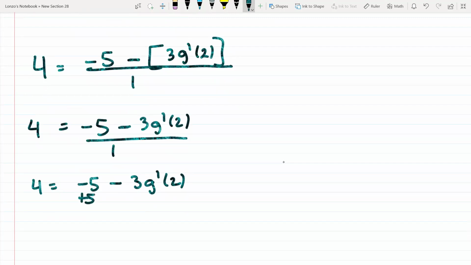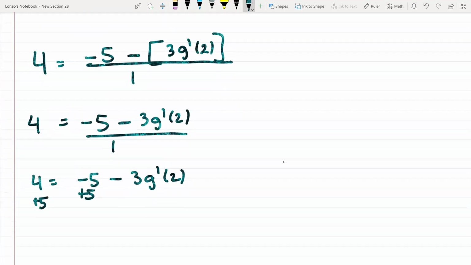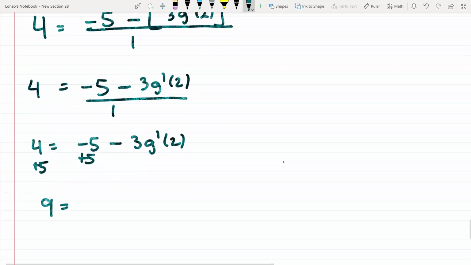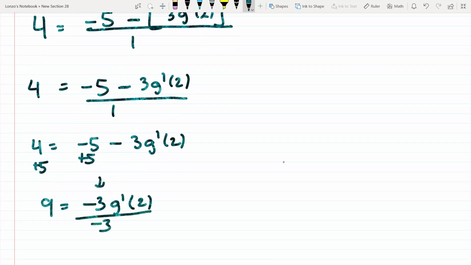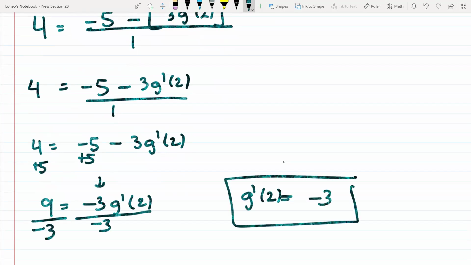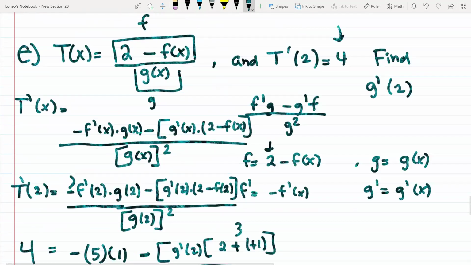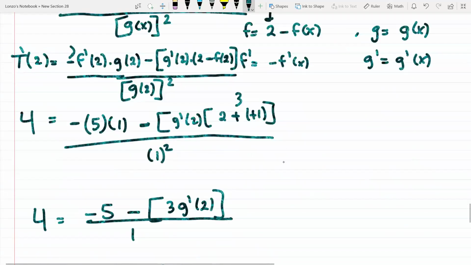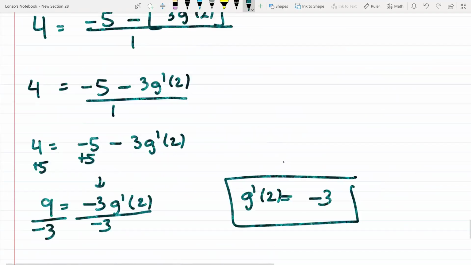And then continue solving for g prime of 2. I would have to add 5. This would be 9, negative 3 g prime of 2. To solve for g prime of 2, I have to get rid of this negative 3 by dividing both sides by negative 3. So I get g prime of 2 is 9 divided by negative 3, which is negative 3. So that's your final answer. G prime of 2, that's all they want. G prime of 2 is negative 3.